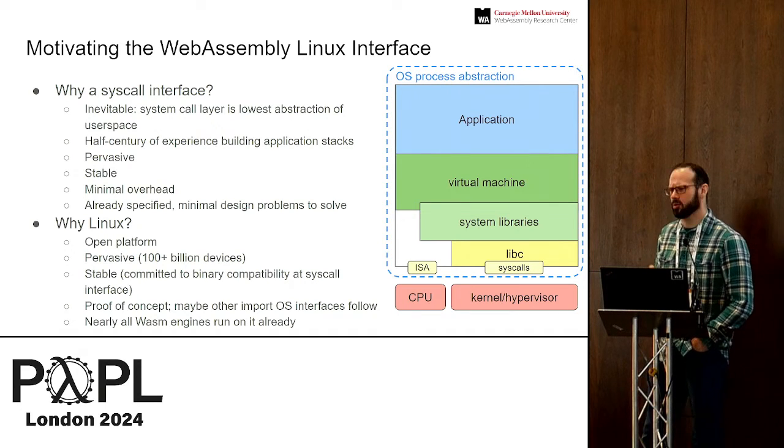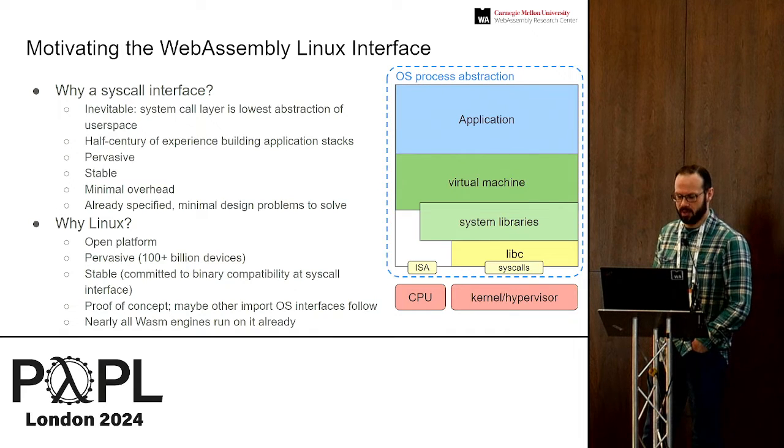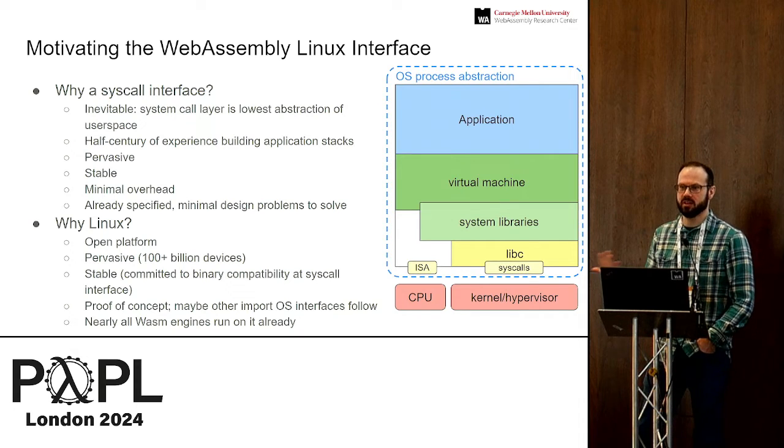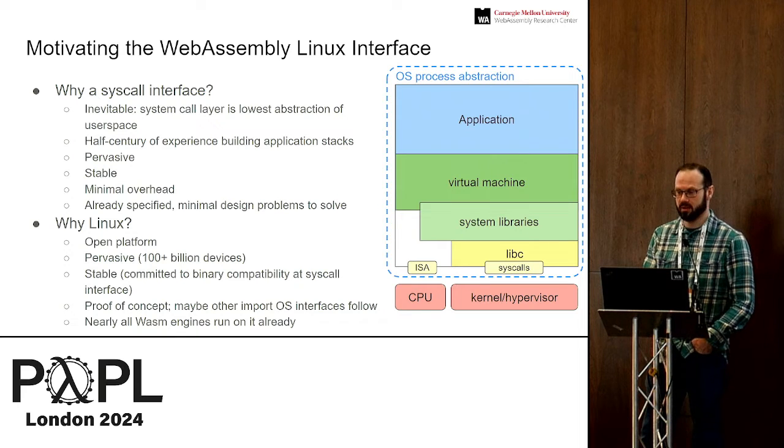This is also proof of concept. This is an academic project. We're just building one example to see if this can work. It's good to pick an example that has a wide adoption already. It may be the case that other operating system interfaces follow, so I'm not going to posit that Linux is going to take over the world and everybody must run Linux. And of course, nearly all the WASM engines today already run on Linux, mostly because they are written in C or Rust or another language which runs on Linux.